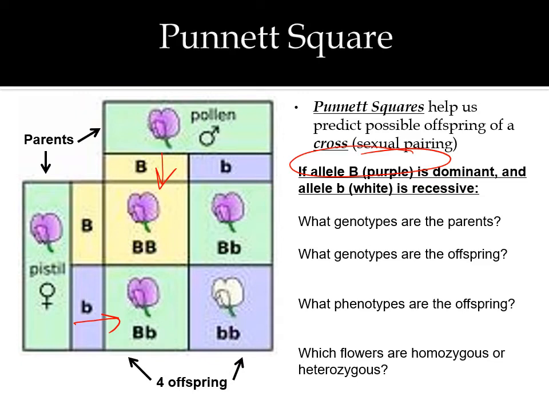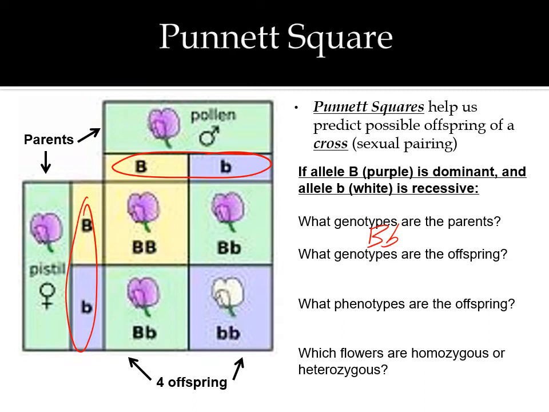So now let's go and answer our questions. This first question says, what genotypes are the parents? Remember, the genotype is what letters they have. So each of the parents is going to be big B, little b. Big B right there, little b right there. So the only possible combination for the genotypes is big B, little b, because both parents have the exact same genotype. Next one says, what genotypes are the offspring?